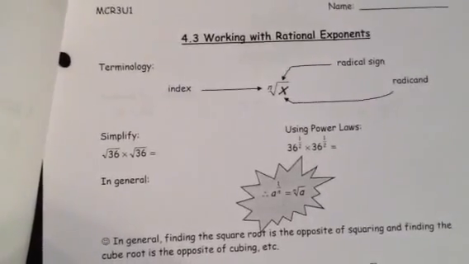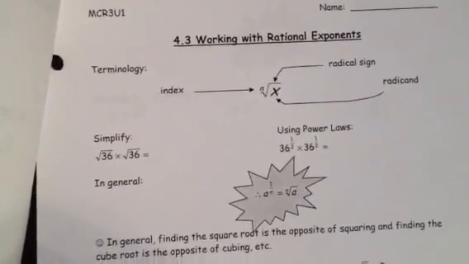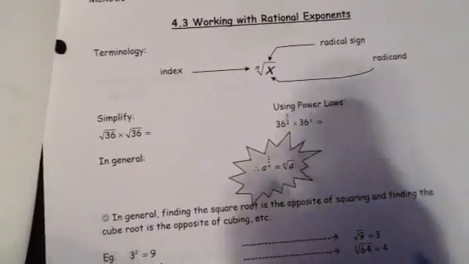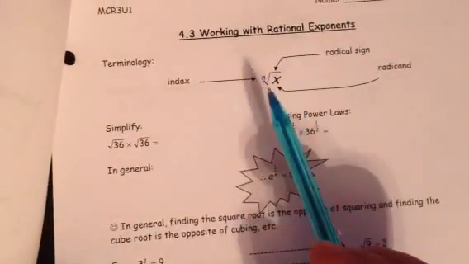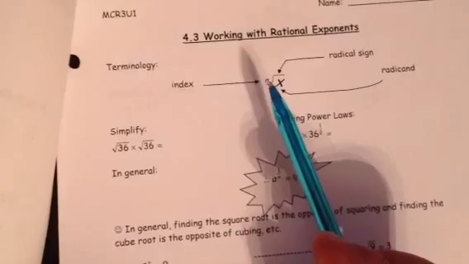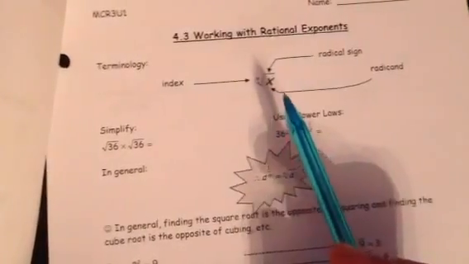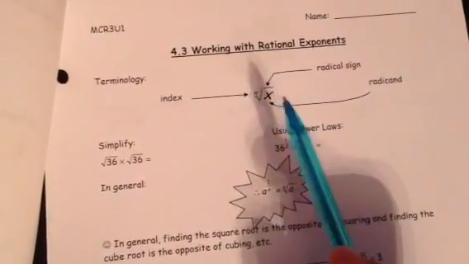Okay, so let's take a look at 4.3, working with rational exponents. You can read over this terminology here, but the radical sign, the index is the number that is right in front of the radical sign, and the radicand is the number inside.